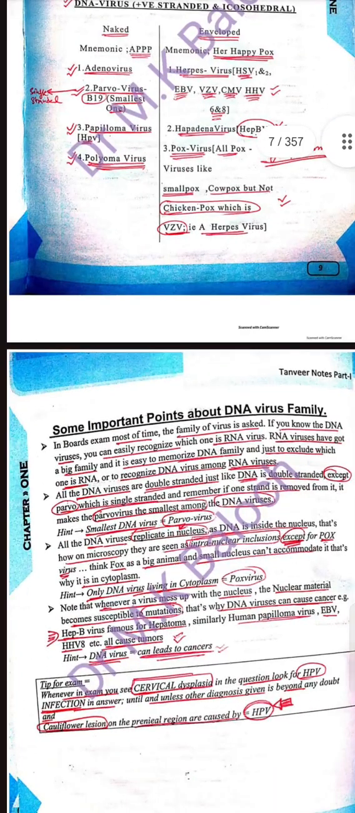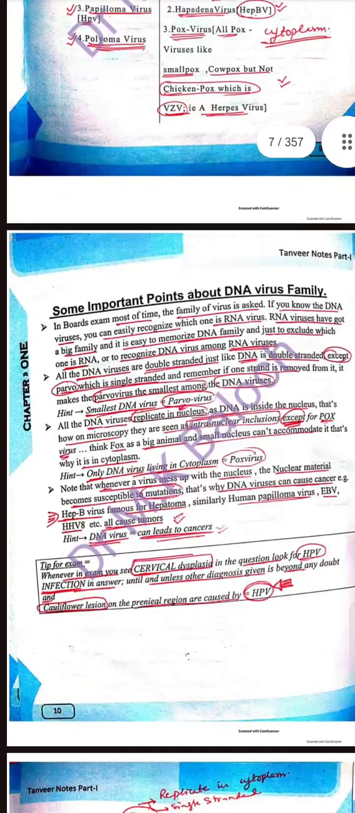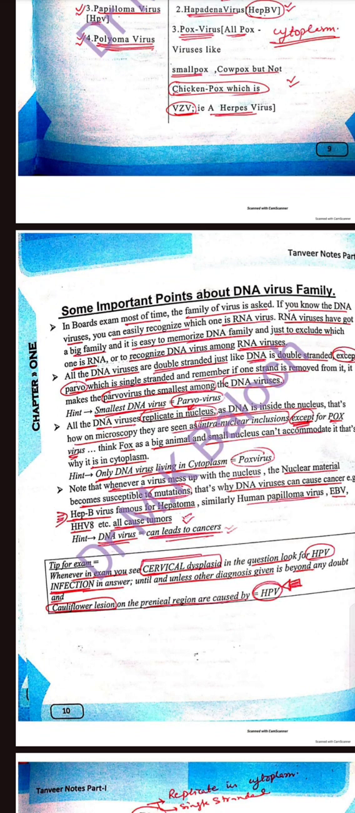Some important points about DNA virus family. In boards exam, most of time the family of virus is asked. If you know the DNA viruses, you can easily recognize which one is RNA virus. RNA viruses have got a big family and it is easy to memorize DNA virus and just to exclude which one is RNA or to recognize DNA virus among RNA viruses.